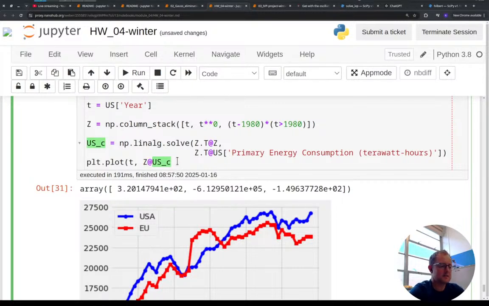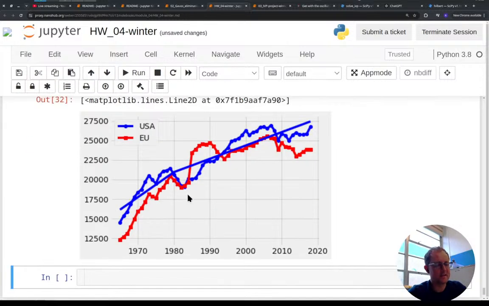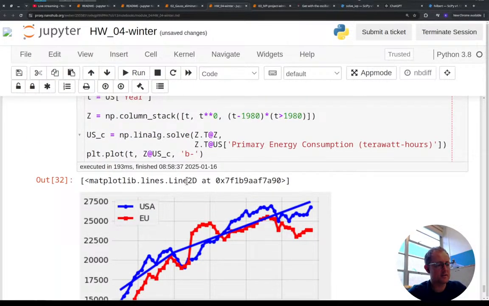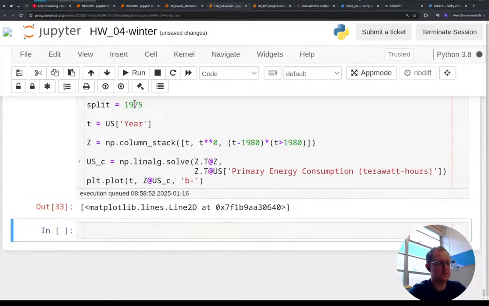And I saw some people recreating this function in different ways. If I have Z defined like this, I can multiply it by that US times c just like that. And that's going to give me, and we'll say this, blue dash. So this was the slope before and then the slope after. Not a great year to be splitting, so let's try like 1975. I just want a bigger change in slope.